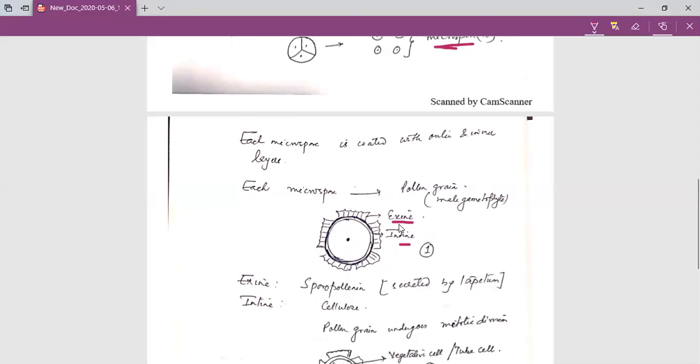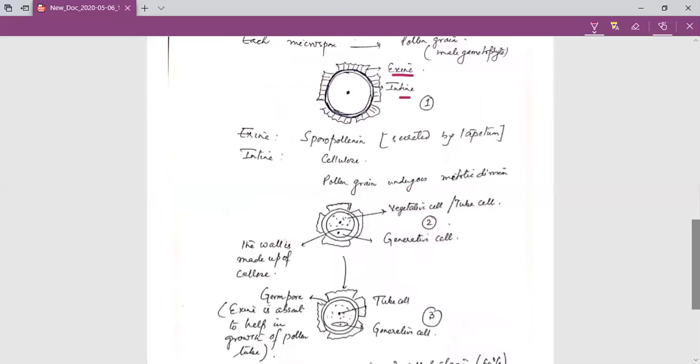Now, exine is made up of sporopollenin, you can see in the diagram, and intine is made up of cellulose. Now in the next diagram, the pollen grain undergoes, here we have seen, this is a single nucleus. It will undergo mitotic cell division, but it is haploid. After mitotic cell division, one nucleus divides into two nuclei.